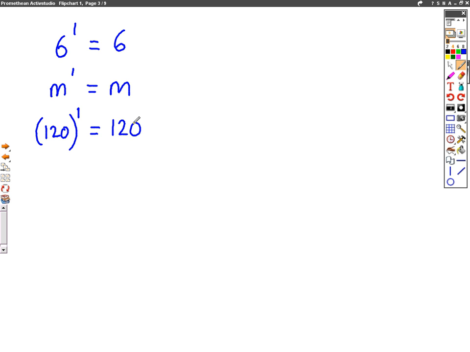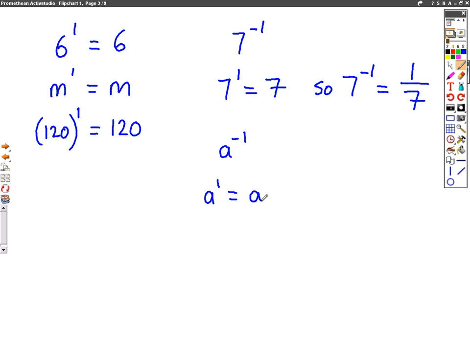But what about when it's minus 1? So for example, you could have something like 7 to the power of minus 1. Well, 7 to the power of just 1 would equal 7. So 7 to the power of minus 1 is 1 over 7. The minus means 1 over. So, for example, a to the power of minus 1. Well, a to the power of 1 would just be a. So a to the power of minus 1 would be 1 over a, because the minus means 1 over.